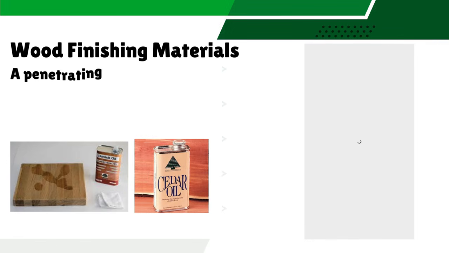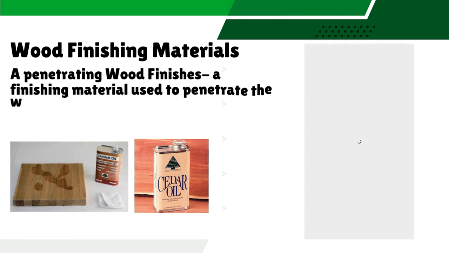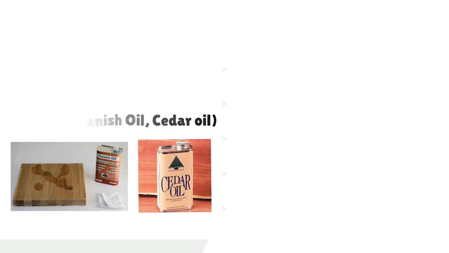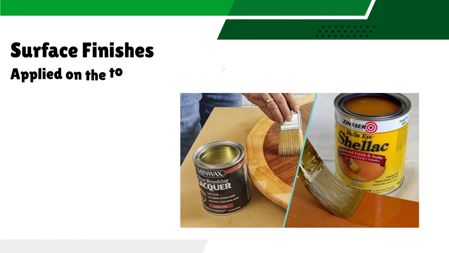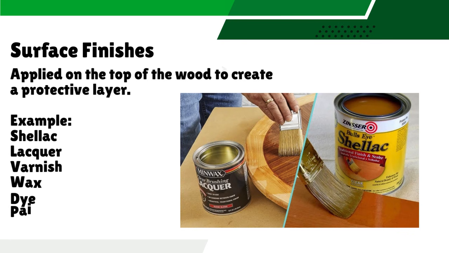Wood finishing materials. Penetrating wood finishes: a finishing material used to penetrate the wood grain. Example: Danish oil, cedar oil. Surface finishes: applied on top of the wood to create a protective layer. Example: shellac, lacquer, varnish, wax, dye, paint.